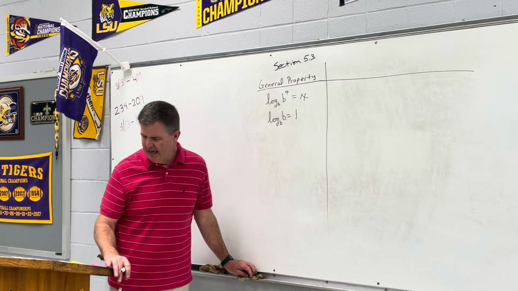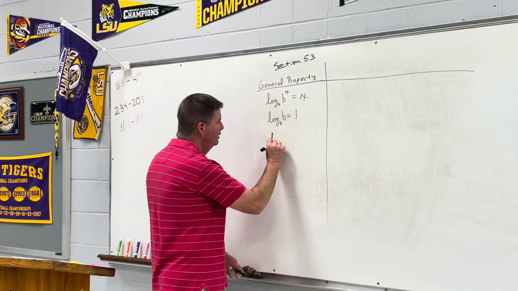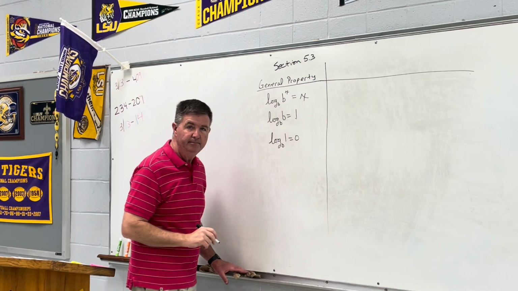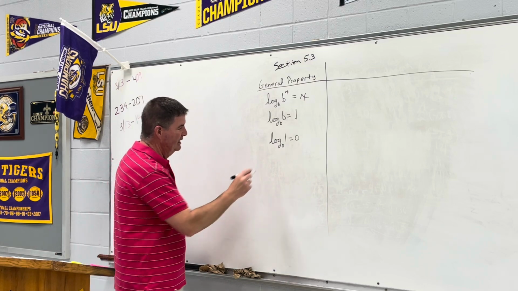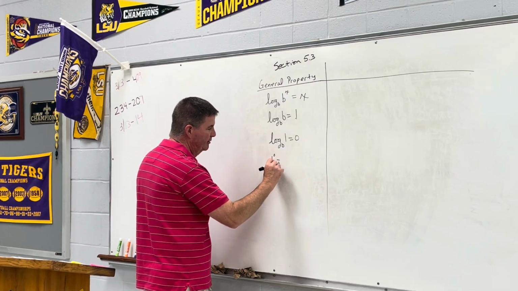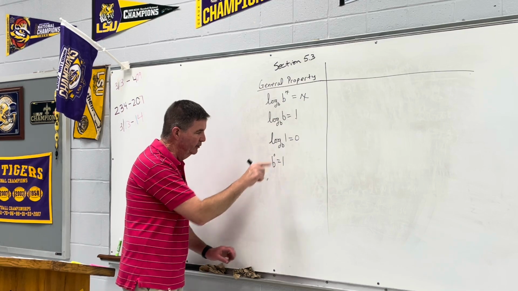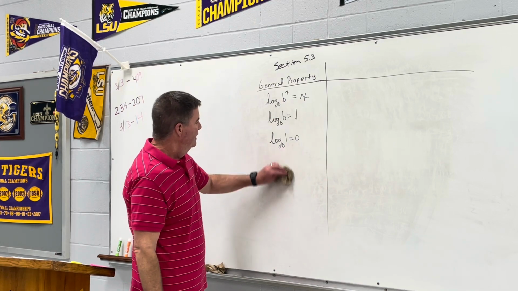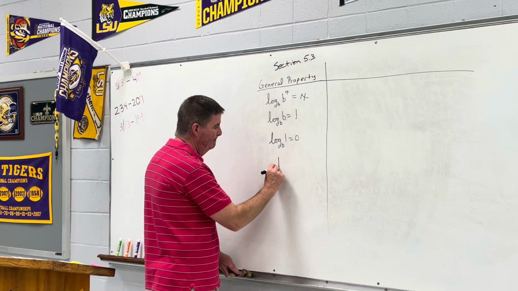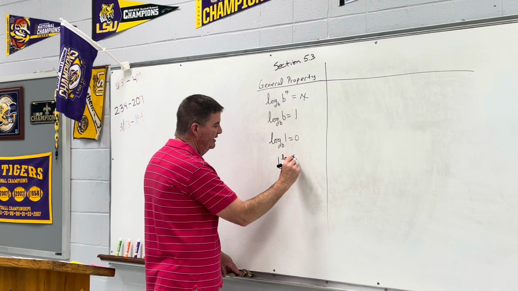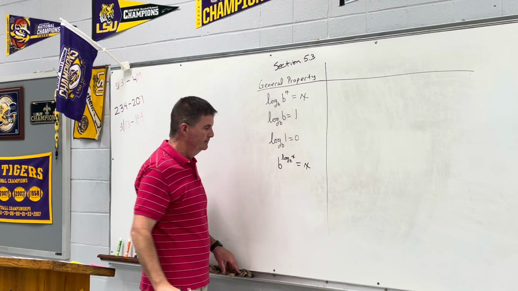The next one says that log base b of 1 equals 0. And again, if I rewrite this, b to the 0 power equals 1. Anything to the 0 power is 1, no matter what it is. And the last one is b to the log base b of x equals x.